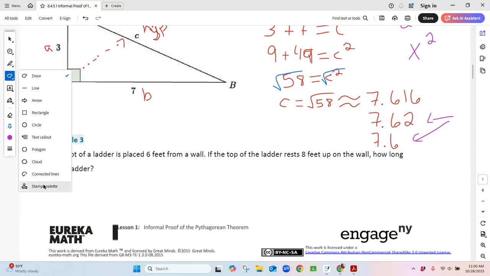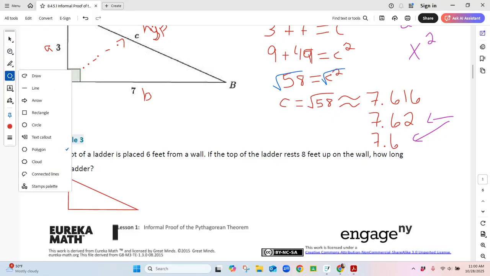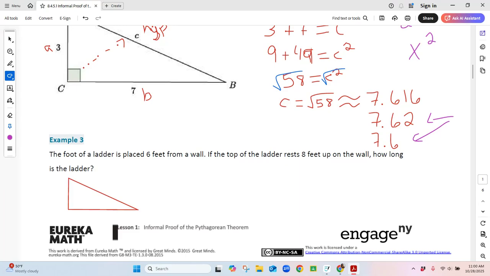Let's see if I have a shape tool. So we know for a fact, the first thing we're going to be looking at is a right triangle. Perfect. So I have this right triangle right here. And it's asking about a ladder. So I like to draw a full picture. I like to make sure I absolutely understand everything going on. So it says the foot of a ladder is placed 6 feet from a wall. First of all, I need to draw a wall. Here is my wall. It's going to be a brick wall.